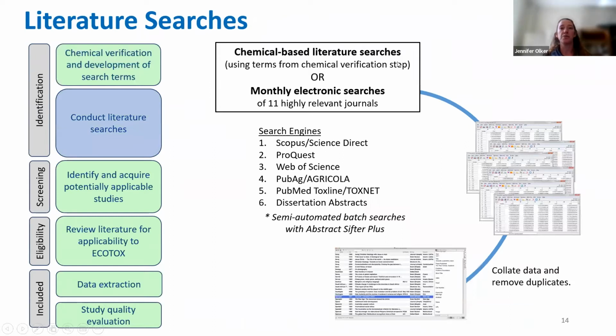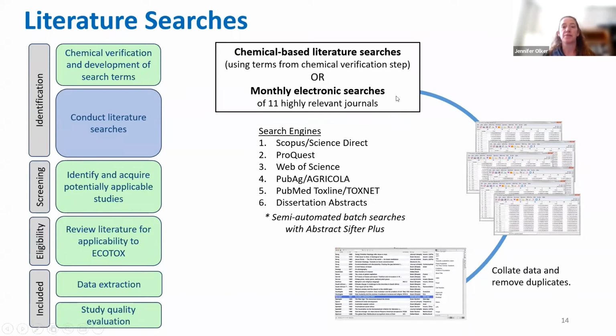So now I have two different aspects on the top here. I have the chemical-based literature searches that I just described, where it starts off with a requested chemical from a program office or a researcher. But we also want to try to keep up as best we can with the current literature. This is not fully possible. We have identified 11 highly relevant journals from the history of curating data for ECOTOX. These 11 journals have high applicability for ECOTOX. So every month we look at the table of contents and review the titles and abstracts there as well.